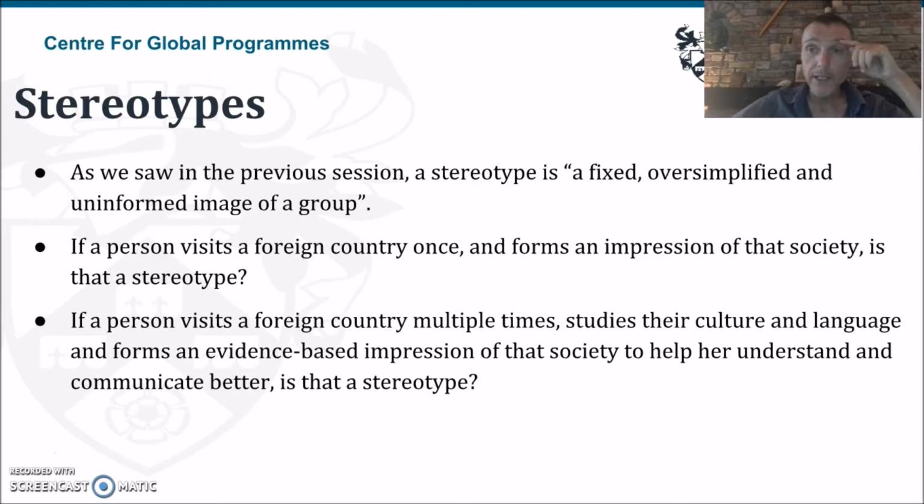so these two questions are trying to lay the foundations for a more nuanced concept, which we will introduce as being a cultural heuristic, which, rather than being a fixed, oversimplified, and uninformed image of a group, is labile, it's flexible, it's highly informed, and it is an information-rich image of a group. Okay. So you get them to discuss these questions, and you have a plenary, and you get some interesting answers.